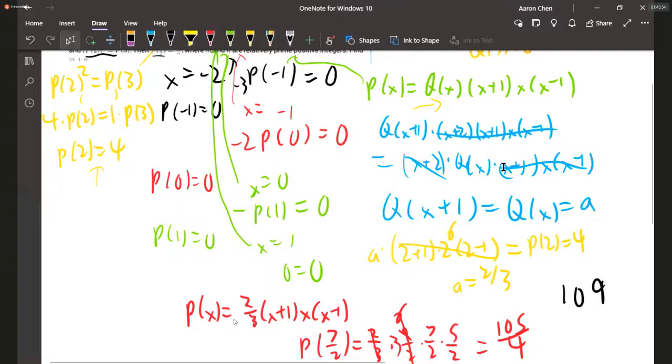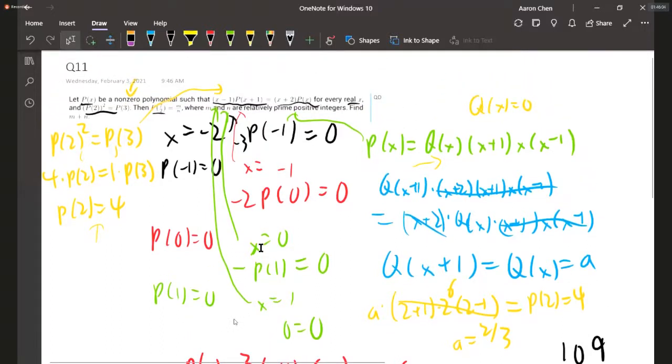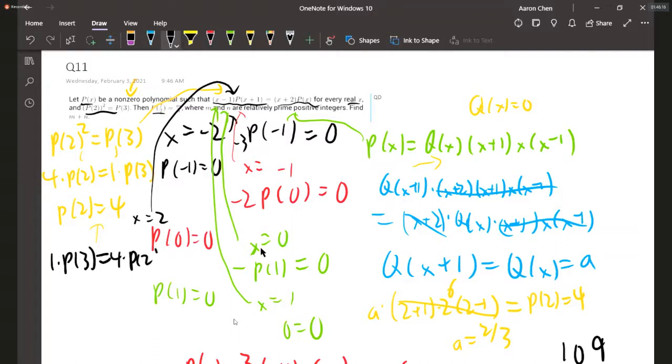Can you explain why p of 2 equals 4? So you can plug in x equals 2 into this equation. And when you do that, you get 1 times p of 3 is equal to 4 times p of 2. And so you're also given that p of 2 squared equals p of 3.